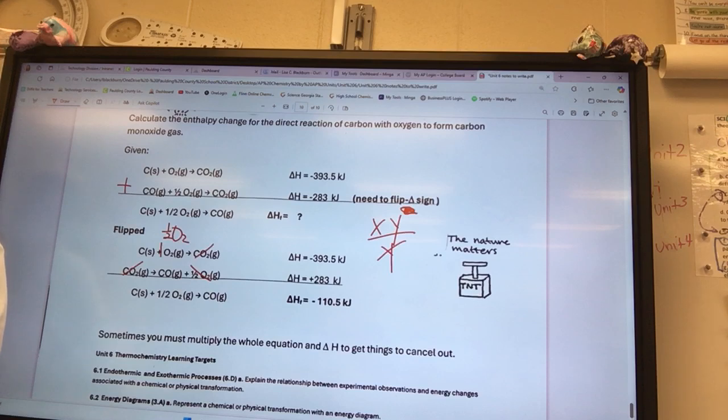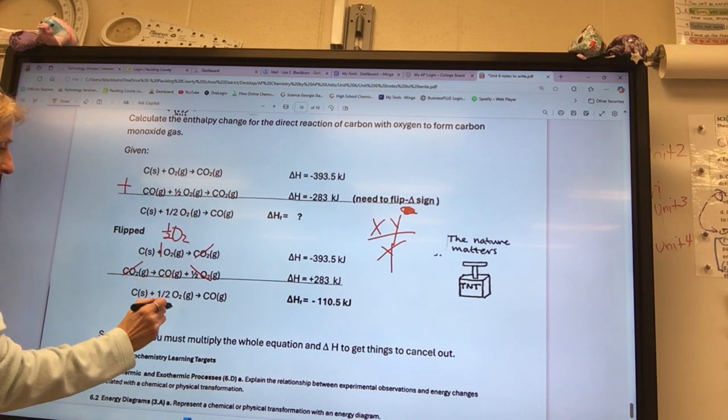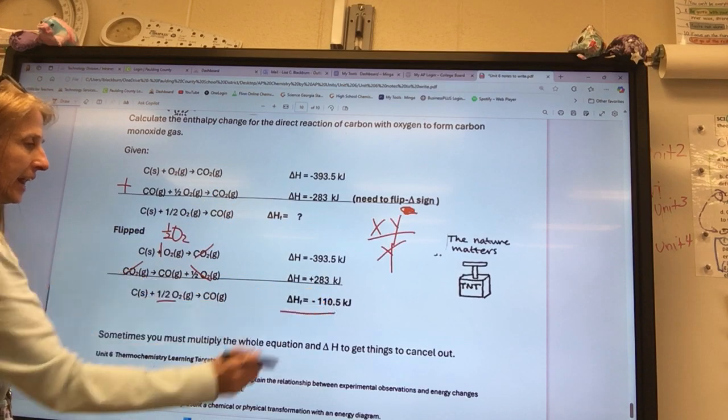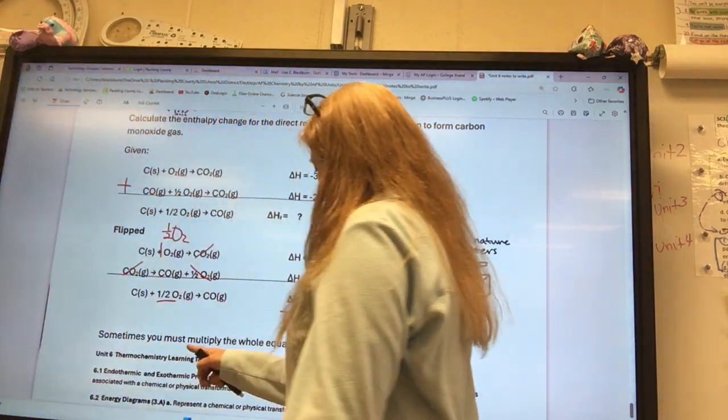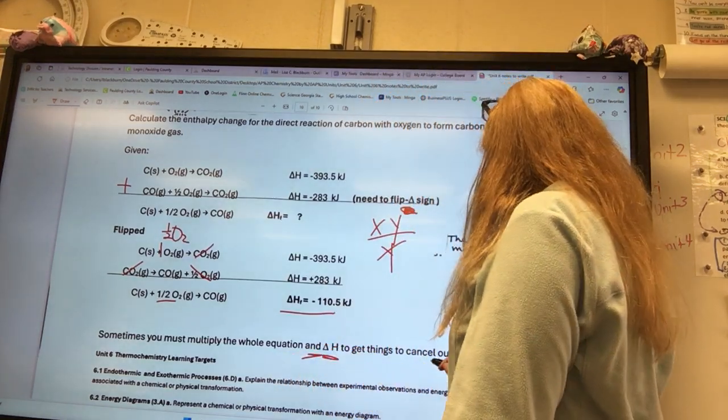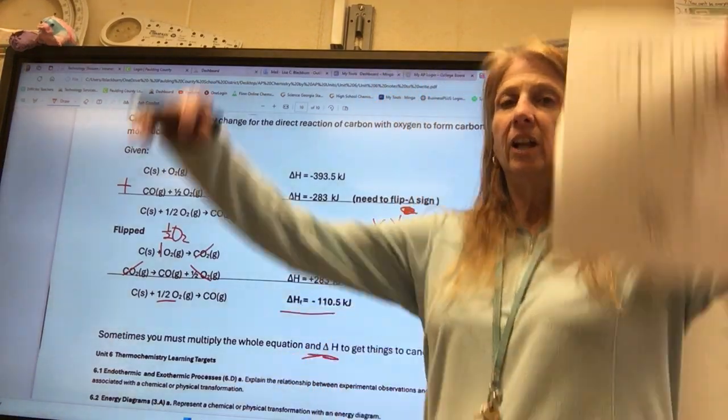Can you follow how I did that? Okay, so now I've got my half of O2 here, then I add them up, I change that sign, and I got the answer. Sometimes you must multiply the whole equation and the H to get things canceled out.